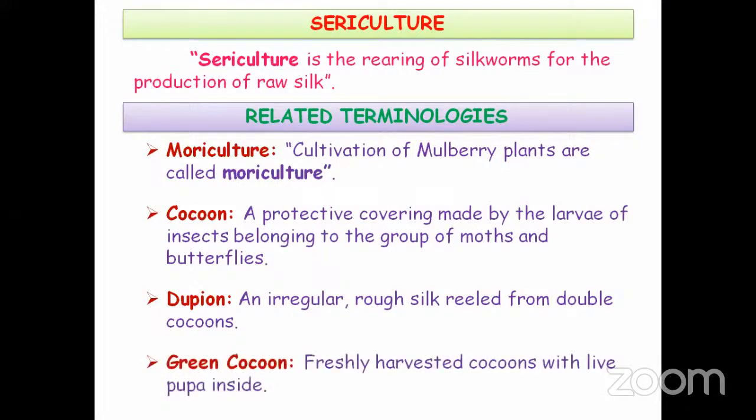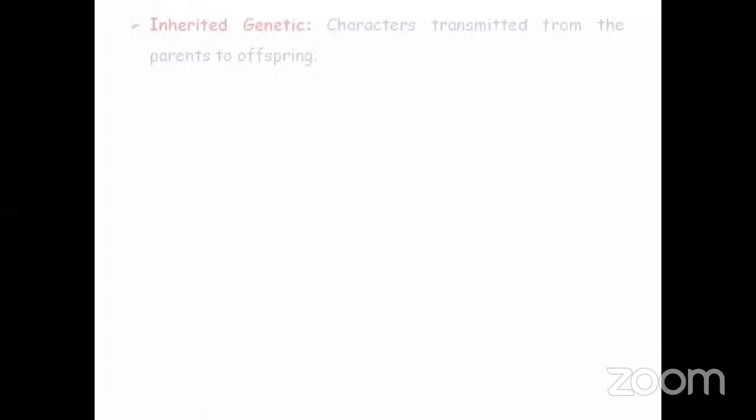Green cocoons means the freshly harvested cocoons with the live pupa inside. Freshly harvested cocoons with live pupa are called green cocoons. Then inherited genetics. The genetic characters that are transmitted from the parents to offspring are called inherited genetics.